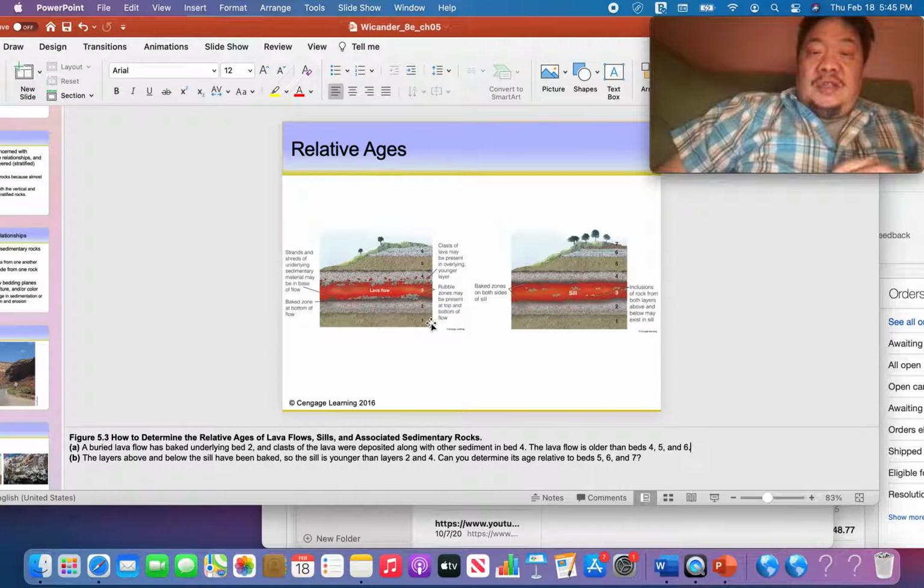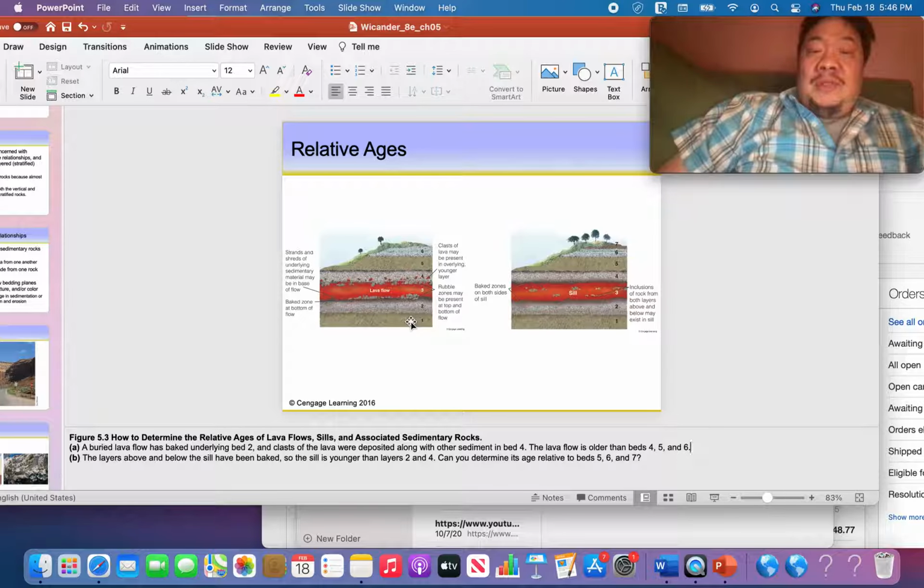In this particular cross section, first thing you want to do is look at the big picture, and then you can figure out the historical geology of the area. You've got bed 1, bed 2, bed 4, bed 5, and bed 6. They're all clearly sedimentary rocks. Here you've got a lava flow, so this is a volcanic rock. And you've got chunks of this lava inside of bed 4. So what happened here?